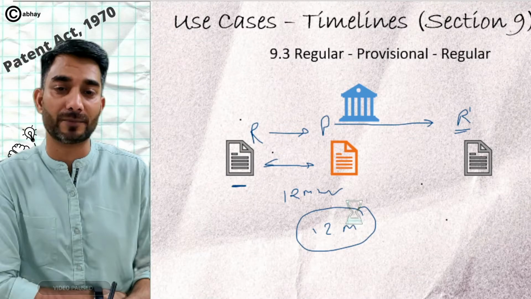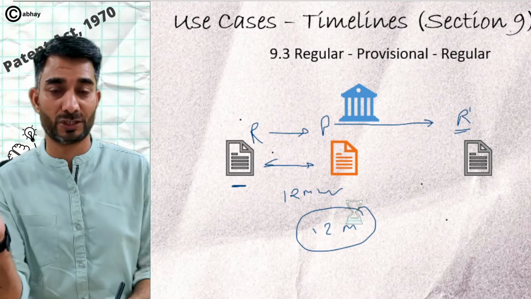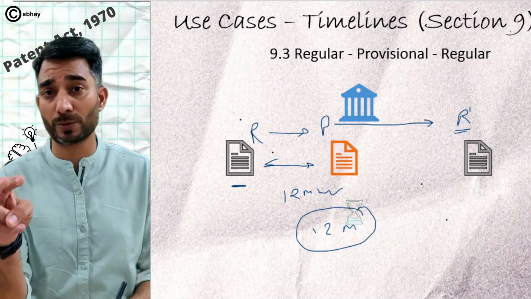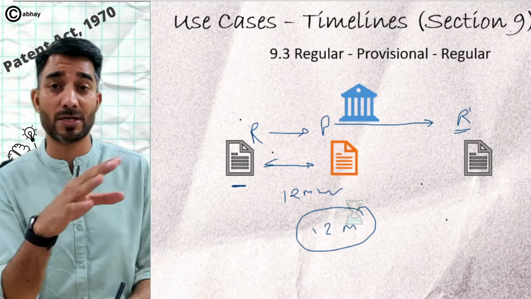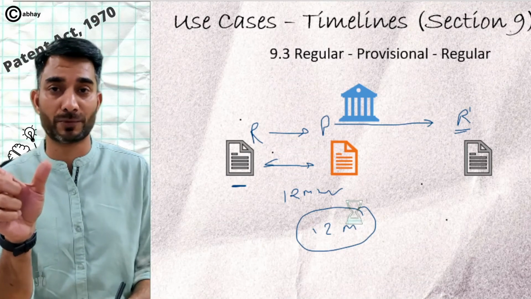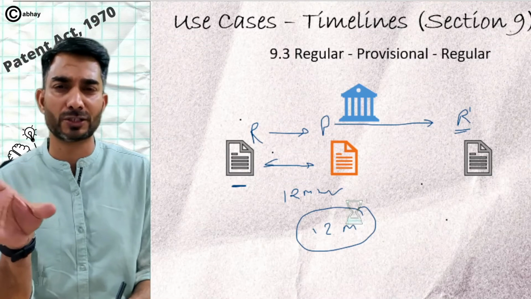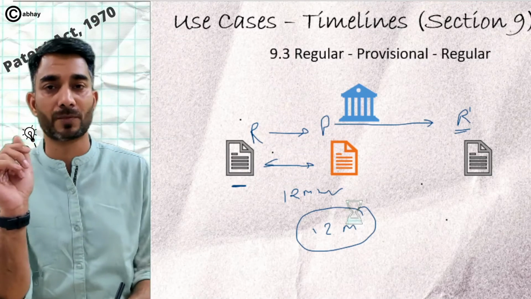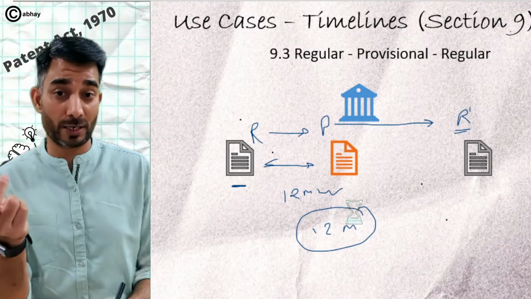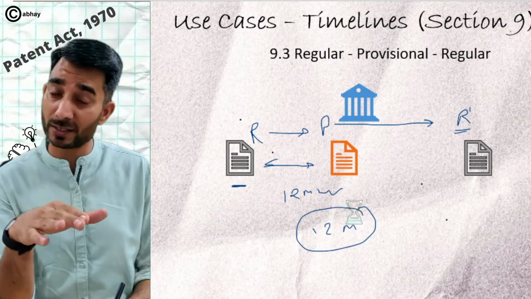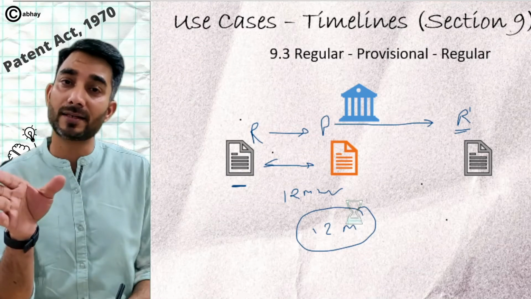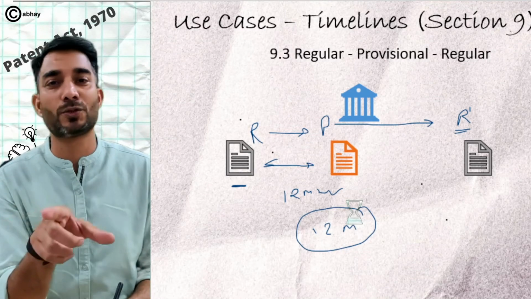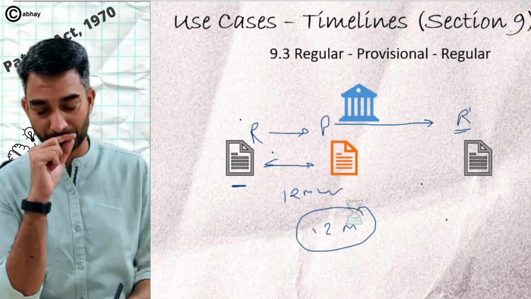P1 says provisional to regular, 9.1. 9.2 says if you have two provisional applications, you can convert them into a regular application, provided both the provisional applications are cognate or modifications of each other, connected to an invention, within 12 months from P1. Third one, I had a regular application. I can convert that into a provisional application and then later convert it to another regular application. Everything within 12 months. Nothing should happen after 12 months.